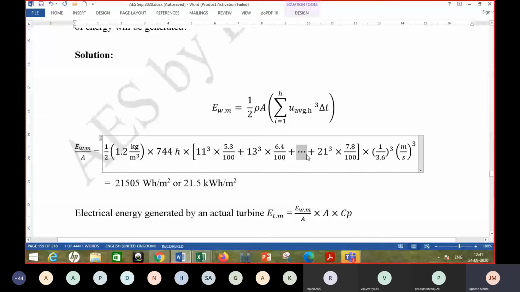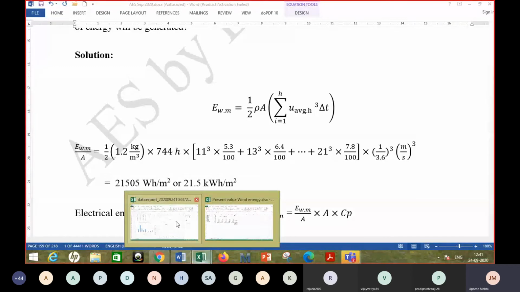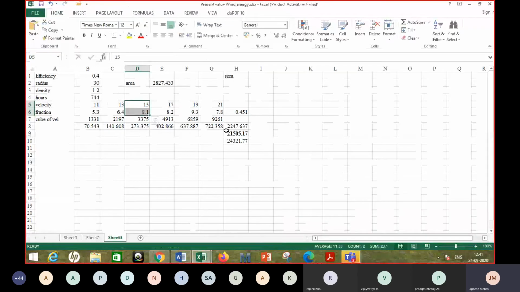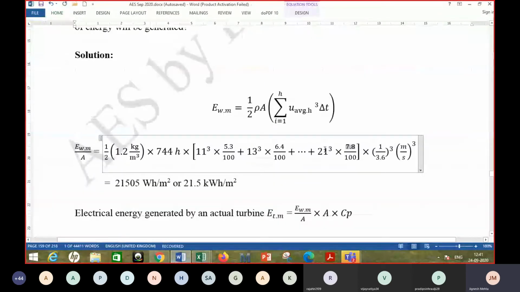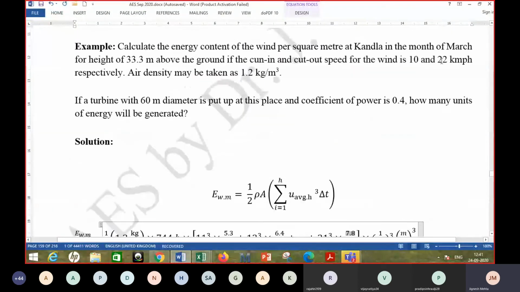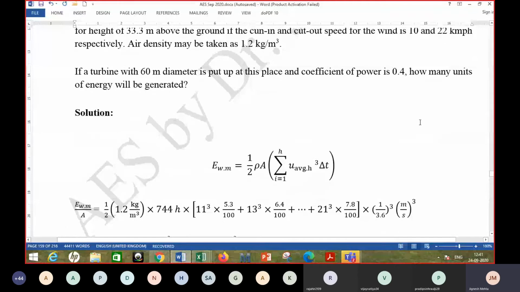I have not written all. And then the last one is 21, and the frequency is 7.8 for that. That is the last term, because you are saying that you will stop your turbine beyond 22 kilometer per hour. So the next row would give me 23. I'm not going for that, right?